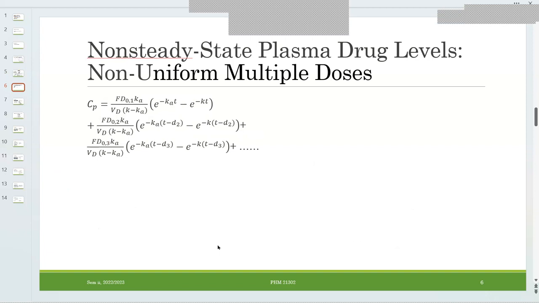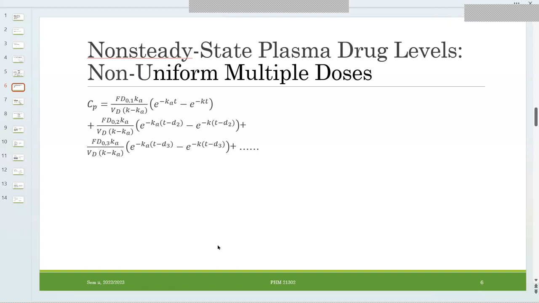How about if there are non-uniform multiple doses? Again, you will use the superposition principle. We will not stop at it too much. But if you have non-uniform multiple doses, meaning, for example, the patient's first dose was 100 milligram, and after 8 hours maybe he took 200 milligrams. Then, not after 8 hours again, maybe after 5 hours or 10 hours, a different value, the patient received probably 150 milligrams. So how to calculate this one?